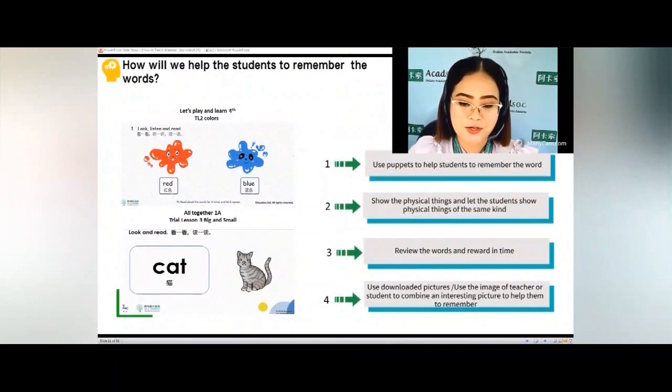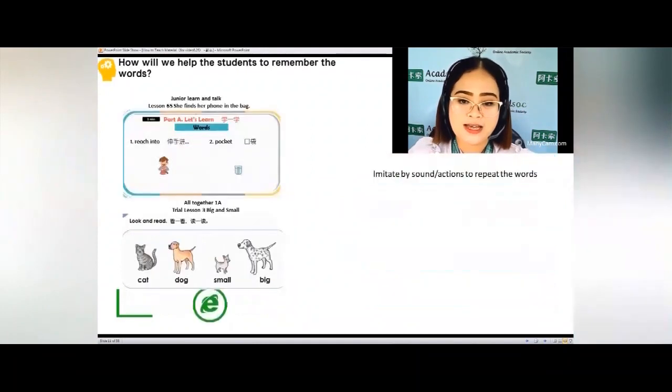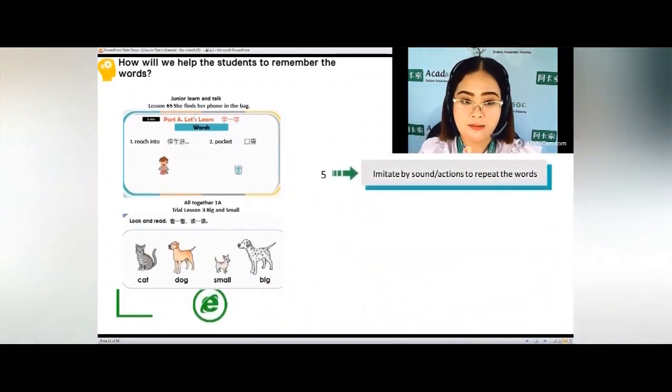Use downloaded pictures. Use the image of the teacher or the image of the student to combine with an interesting picture, to help them remember. All right. Now let's have the next one. Here it is. You have to imitate by sound or do the actions. Say for example, these books we've got here, example pages from Junior Learn and Talk and the All Together book. Now the first one, you'd be learning about phrases and words. The second one, you'd be learning about animals.